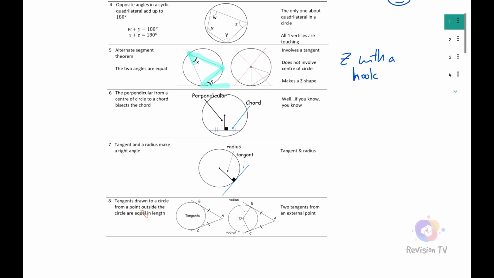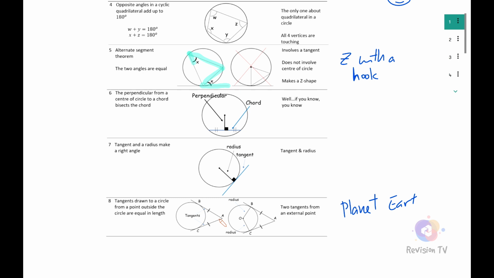Tangents drawn to a circle from a point outside a circle are equal in length. So the way I remember is like a planet Earth. You have to use a bit of imagination. Imagine a circle is the Earth, and you've got a little star from there, and then the star, maybe the sun, is equal distance in here, something like that. You have to use a bit of imagination.